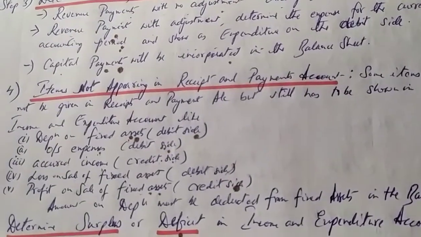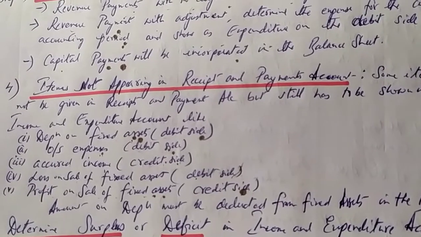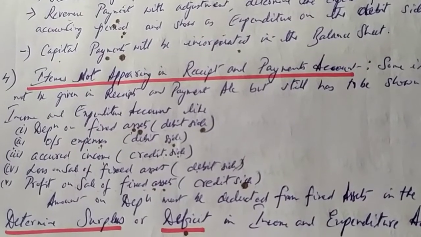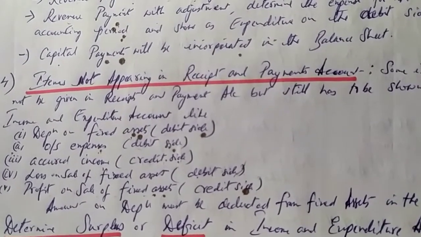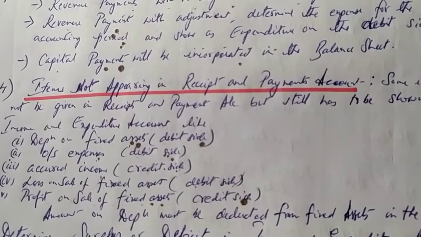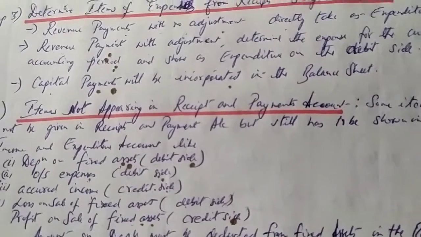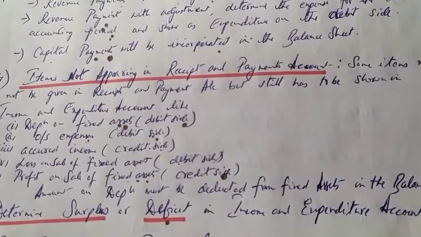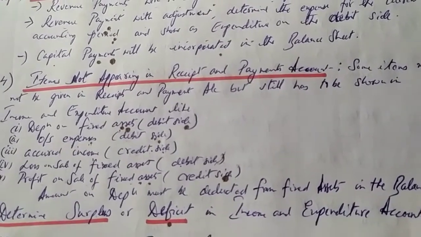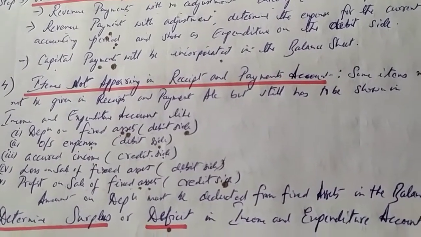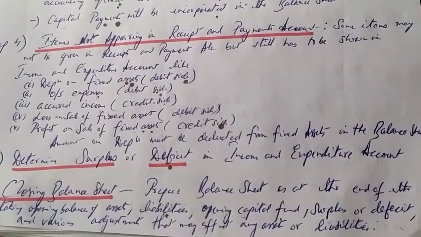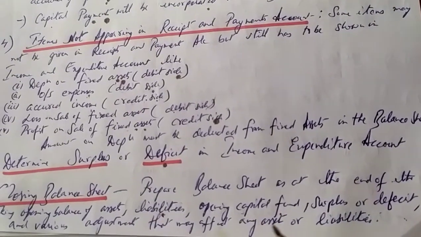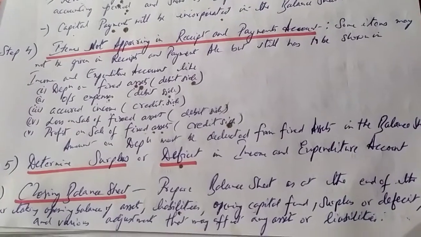And those items which do not appear in the receipt and payment account but are given as additional information will also be incorporated when preparing the income and expenditure account, like depreciation, outstanding expenses, accrued income, and profit or loss on sale of any fixed assets. And once all this recording has been done, you are going to find out the balance of the income and expenditure account, which will be either surplus or deficit. And after finding the surplus or deficit, we will then prepare the final balance sheet or the closing balance sheet. And as you see the balance sheet tallies, the steps are completed.